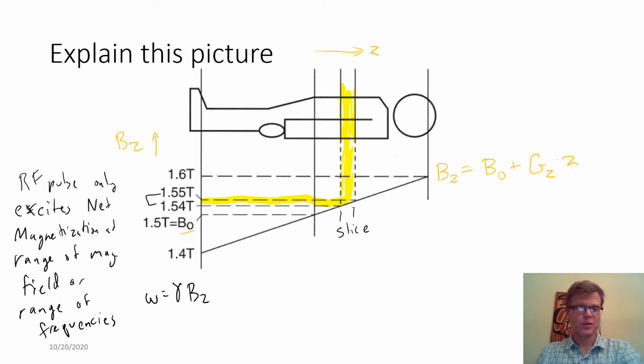Again, this is what this picture is trying to help you understand: when we apply a magnetic field gradient, by the slope here, we're doing this mapping where we're mapping a certain position to a specific, unique magnetic field, which also corresponds to a unique resonance frequency. And so the problem of selective excitation, or exciting only a single slice, becomes a problem of only exciting a given range of frequencies.